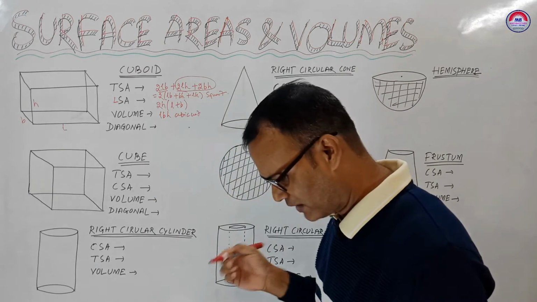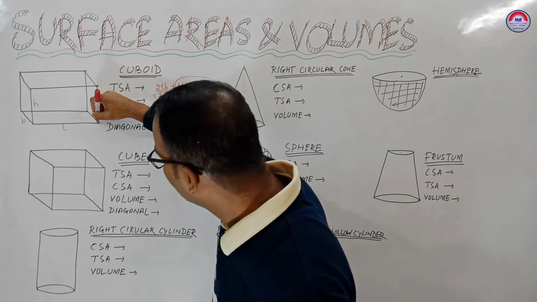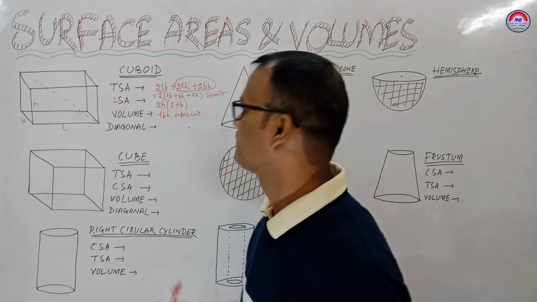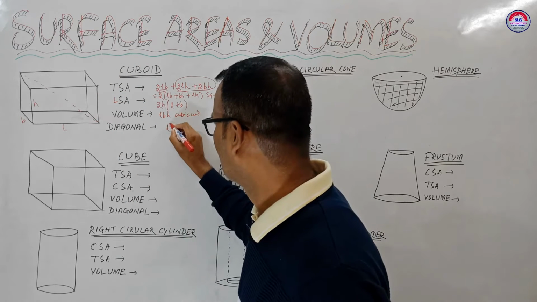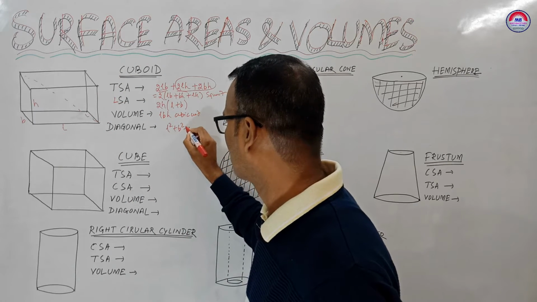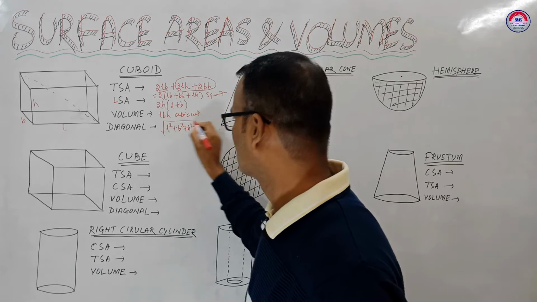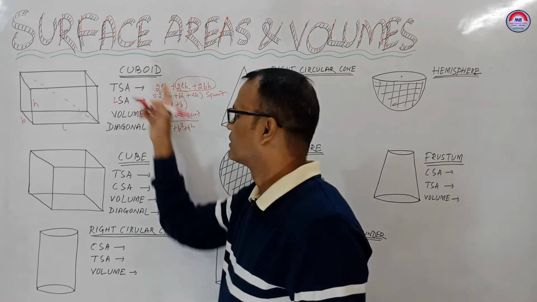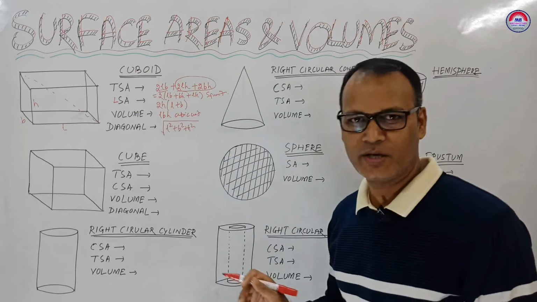Then diagonal. How to find a diagonal? Diagonal means from this corner to this corner. If you join them, it is called a diagonal. The diagonal formula is the square root of L square plus B square plus H square. So these are the formulas based on the cuboid.